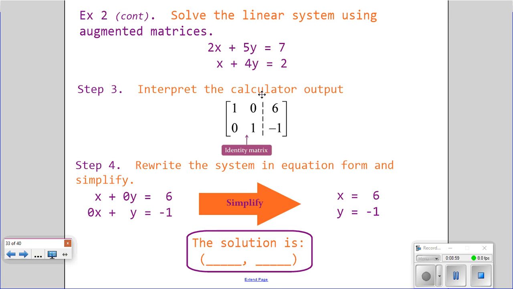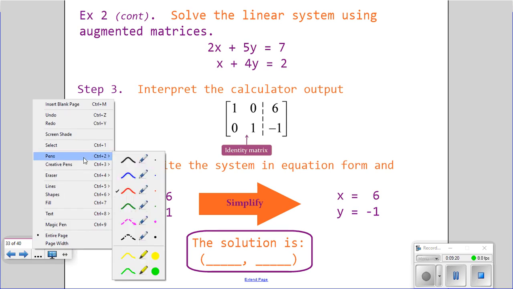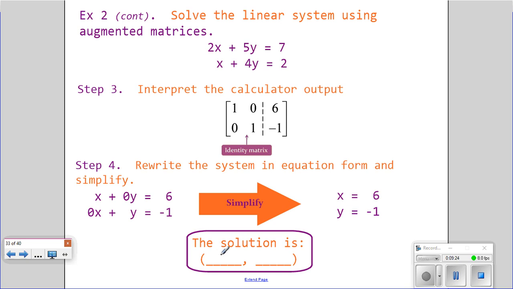If you were to take that matrix and rewrite it back in equation form, it would look as follows. x plus 0y equals 6. 0x plus y equals negative 1. If you simplify it, it would simply read x equals 6, y equals negative 1. With that being said, we have our solution. We have our x value, we have our y value. So the solution to the system is (6, negative 1).